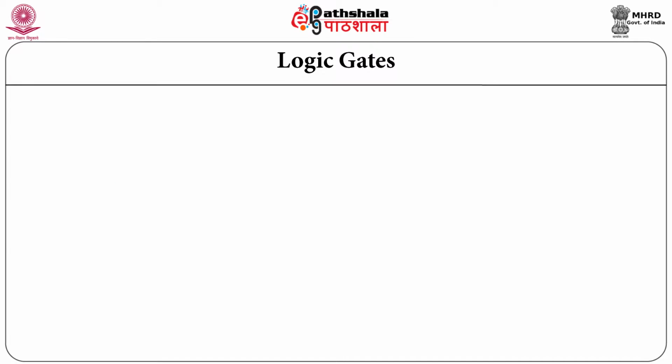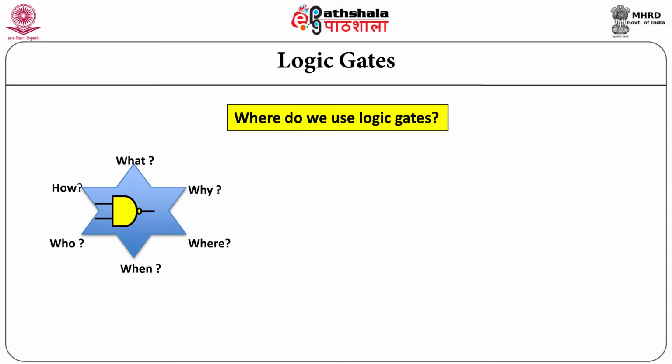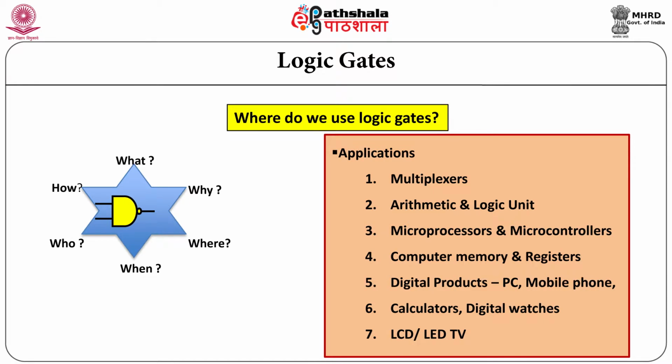The third question will help you in identifying the applications of the topic. Where do we use logic gates? Logic gates find applications in numerous digital devices and products. Logic gates are used in constructing various logic devices like multiplexers, demultiplexers, code converters, and arithmetic and logic units, where the number of logic gates is between 10 and 1000.